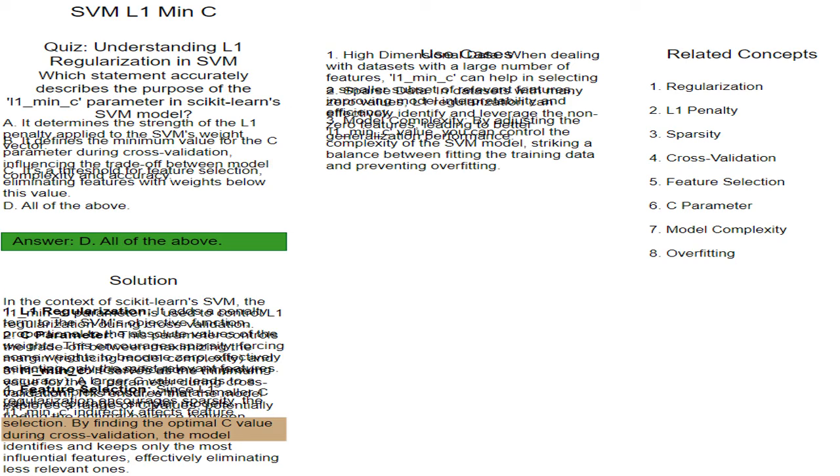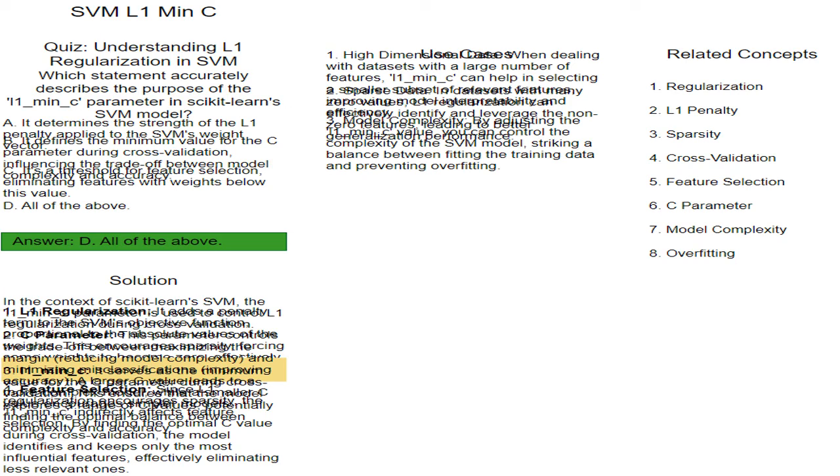Consider a dataset with 10 features, but only 3 of them are truly relevant for prediction. With L1 regularization, the model's weights for the irrelevant features will tend towards 0, effectively selecting the 3 most important features.